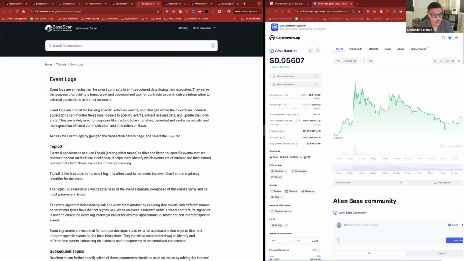Because if you read the event logs, it's talking about a mechanism for smart contracts to emit structured data during their execution. So it's essentially a way to track events via the smart contract platform. Does that make sense?